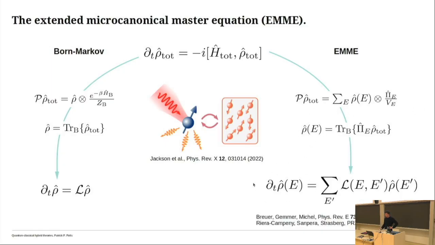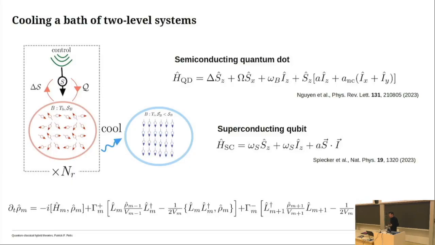And in the end, you get an equation of motion for this rho of E, which is very similar to the rho of D we had before, but E now denotes the energy of the environment. So we can keep track of the probability distribution for the environment, and also correlations between the energy of the environment and the quantum system.